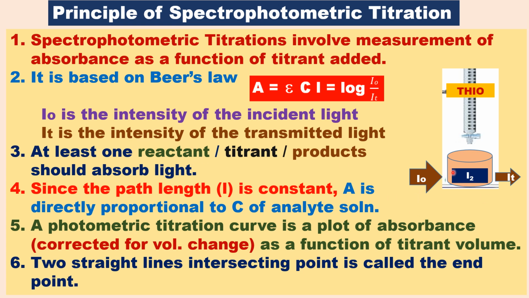Fourth point, since the path length is constant and the molar absorptivity epsilon is constant, absorbance is directly proportional to concentration of the analyte. A photometric titration curve is obtained by plotting absorbance versus titrant added. Two straight lines are obtained. The intersection point gives the equivalence point or end point.